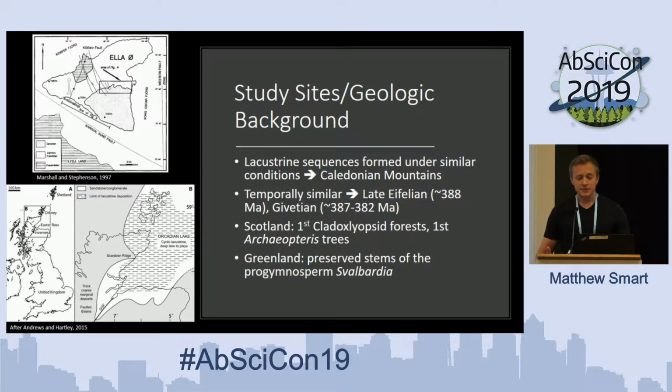They're temporally similar. The Scotland sites are from the late Emsian, and the Greenland sites are from the early to mid-Givetian. So they're very close together, geologically speaking. The Scotland site is significant because it's coincident with the appearance of the first Archaeopteris trees. And the Greenland site also contains preserved stems of Svalbardia, which is basically a cousin of Archaeopteris.